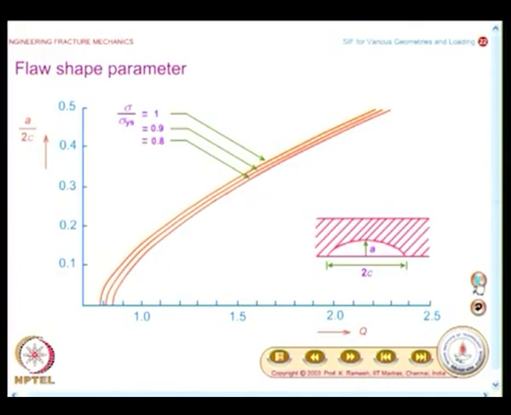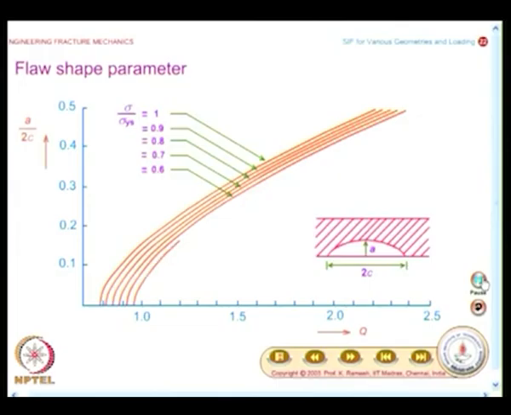I would have the graph drawn for other values of sigma by sigma ys, and this is a very characteristic shape of the flaw shape parameter. Even when you look at this kind of a graph, even if it is not labeled, you should be able to identify that this is the graph for flaw shape parameter. So from the graphical approach you can find out q. Sigma is easy to know from the way you have applied the load. So you can find out the stress intensity factor, that is the maximum value for the surface flaw.